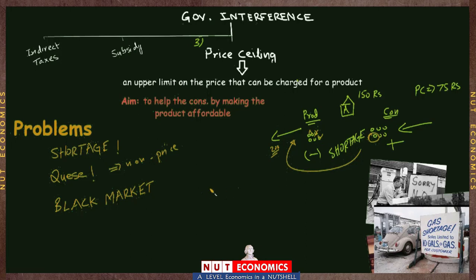So this is where the black market, the hidden market, the illegal market for this product will develop. And the problem with this black market is that, look, you as a government gave a price ceiling because you wanted to make a certain product more affordable for the poor segment of the society, for the poor people in the society.